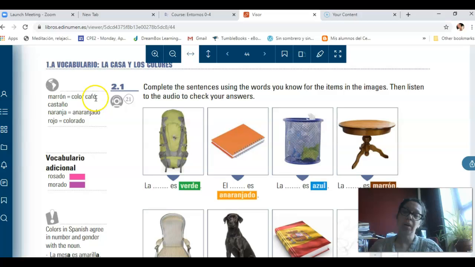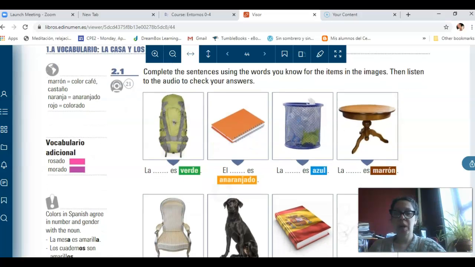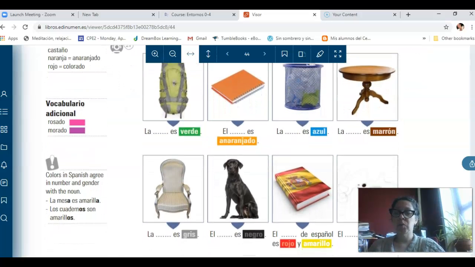Marrón. Another option for marrón will be color café. And then another option will be castaño for marrón. Naranja. Anaranjado. And then rojo. Colorado. Make connections with things that you already know. For example, color. ¿Verdad? Colorado. To express red. Bien. And then rosado, morado.